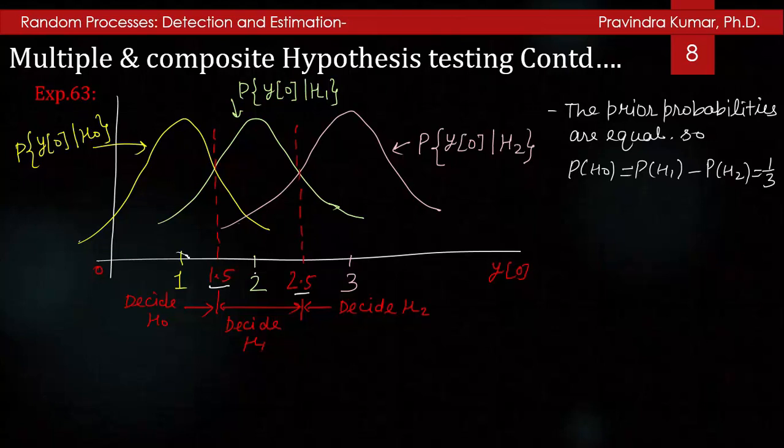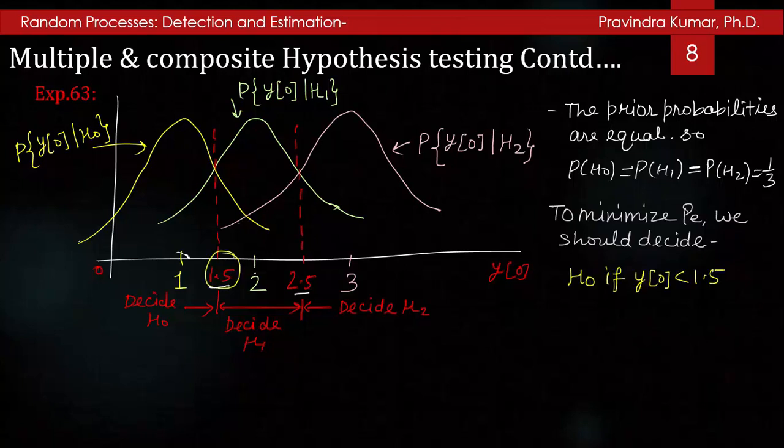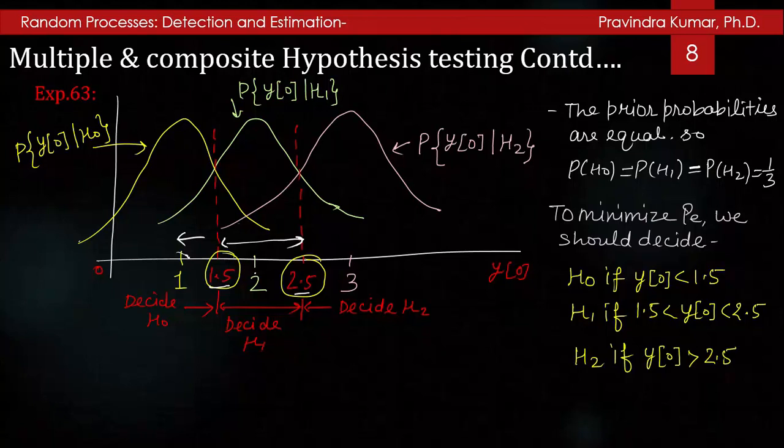So P(H0) is equal to P(H1) is equal to P(H2). It will be equal to 1 by 3 because they are equally likely. The ML decision rule applies here, and to minimize the probability of error, we should decide H0 if y is less than 1.5. So if y is in this region, we decide that H0 is true, and if y is between 1.5 and 2.5, then we decide that hypothesis H1 is true, and if y is greater than 2.5, then we decide that hypothesis H2 is true.